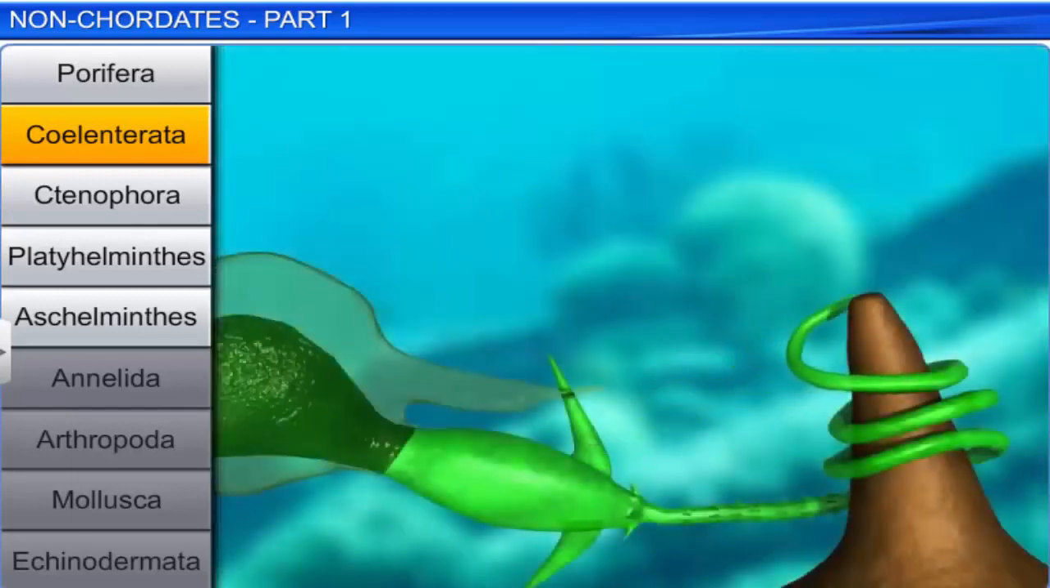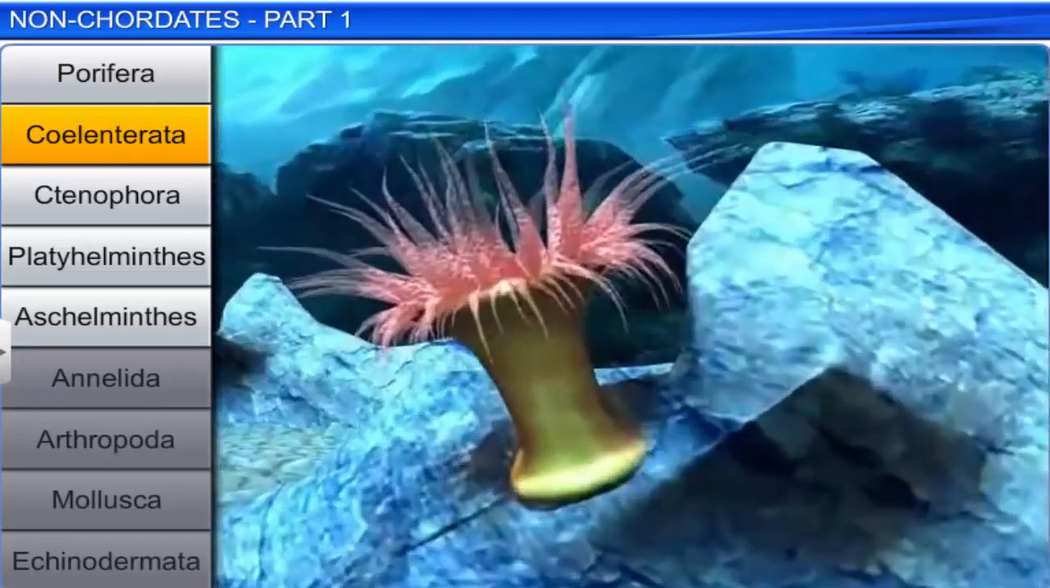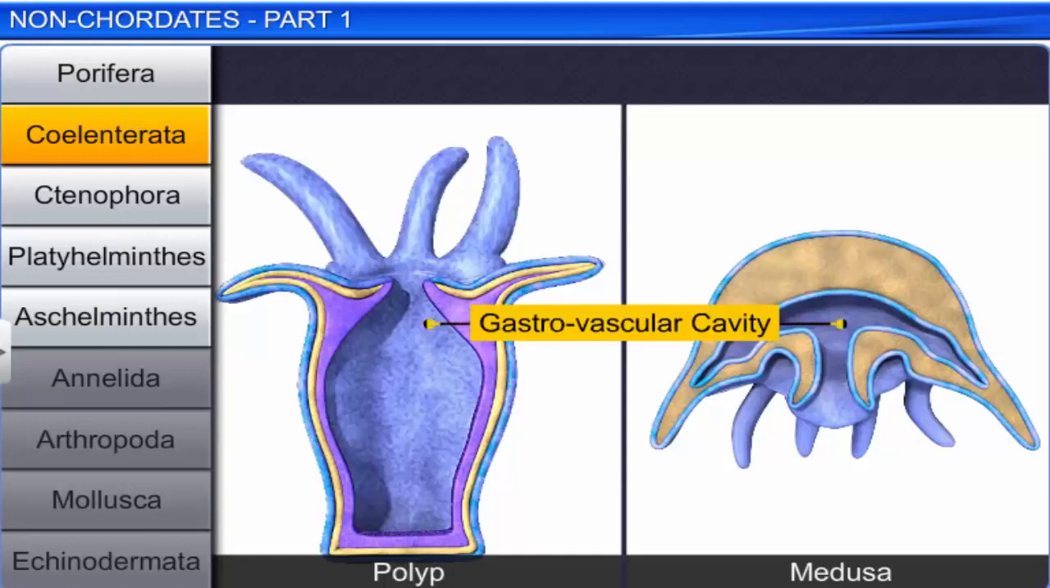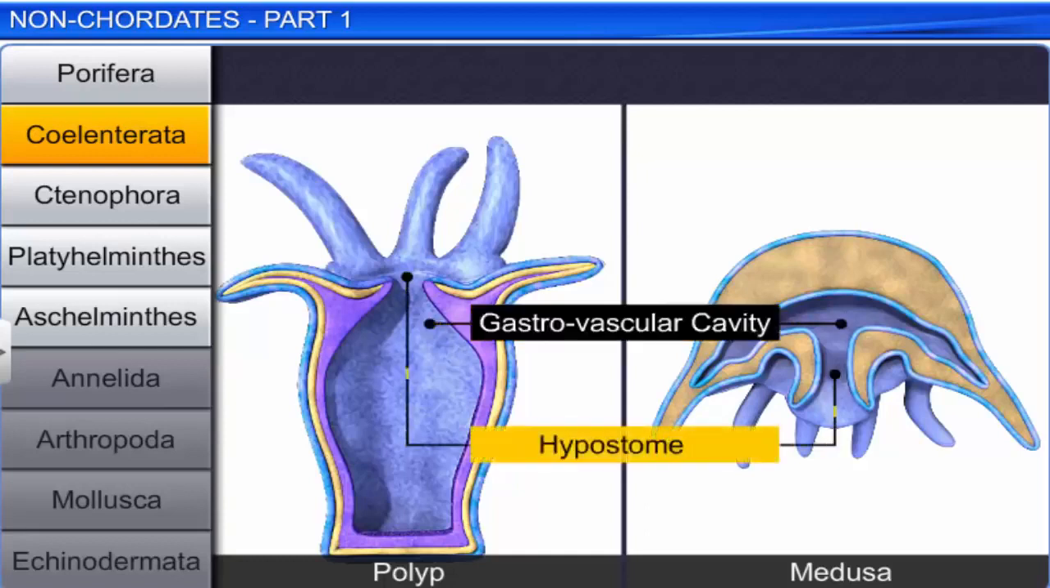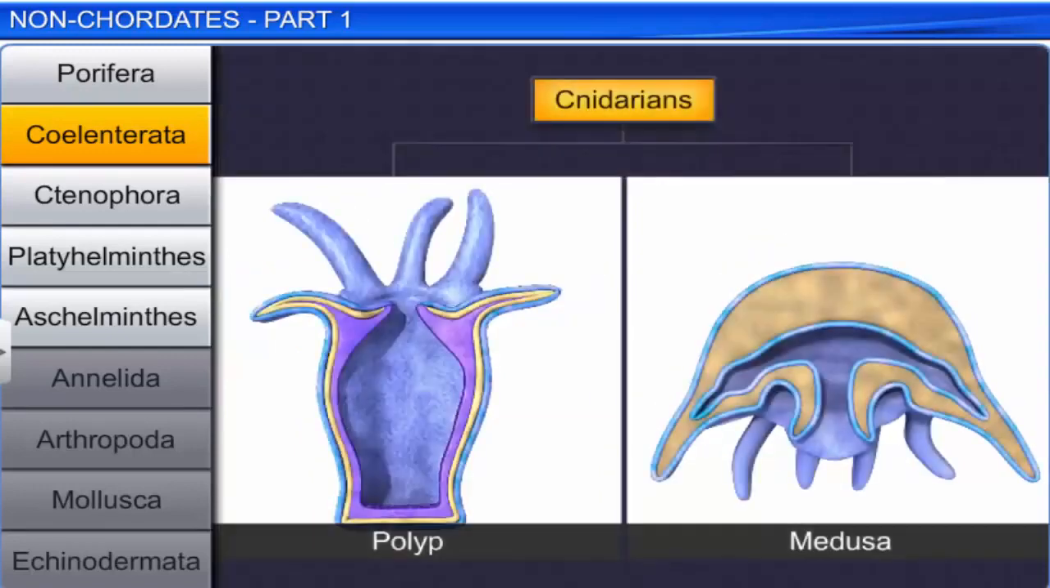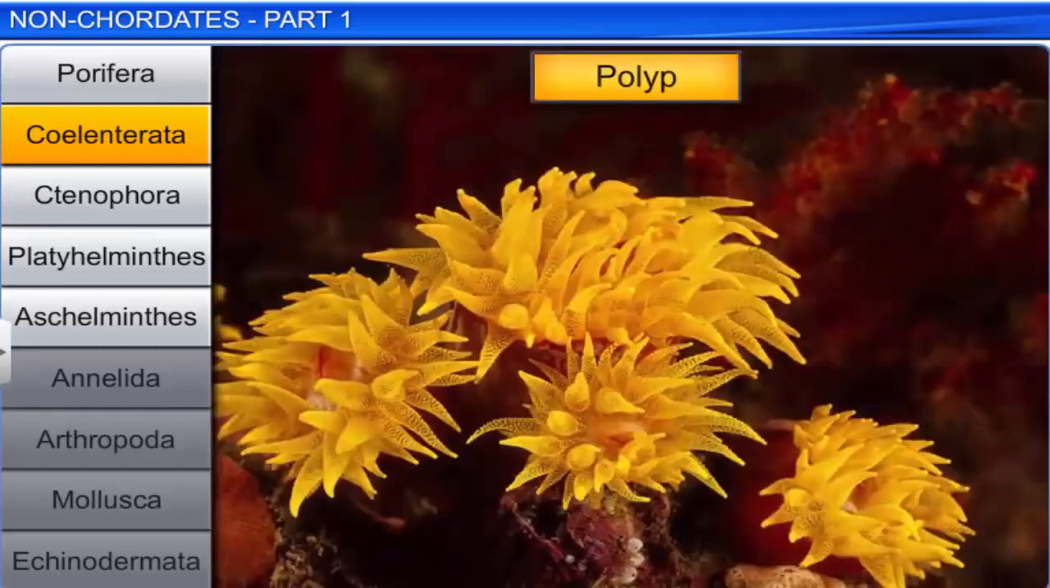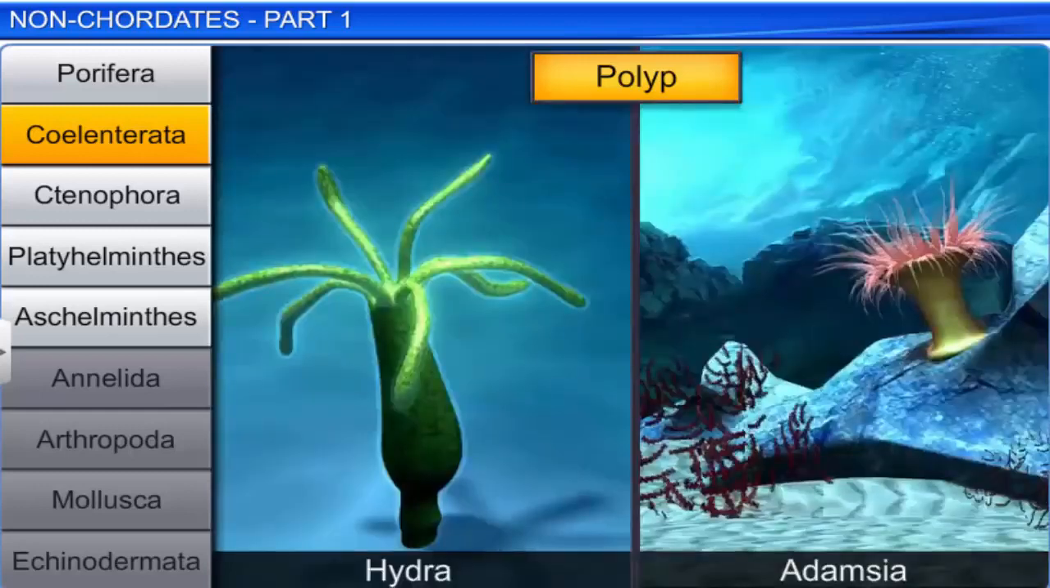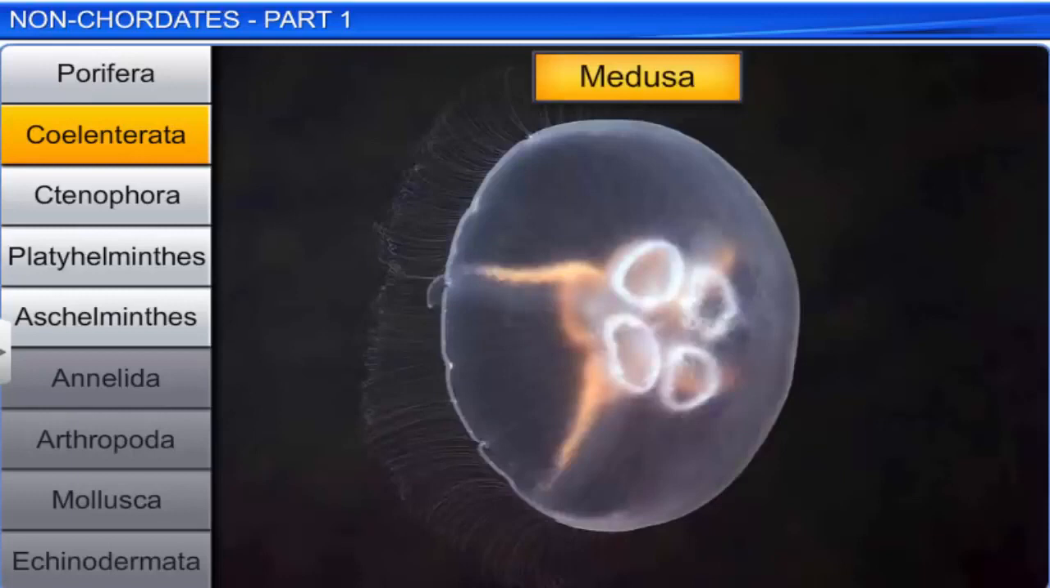Cnidoblasts are used for anchorage, defense, and to capture prey. Coelenterids have a central gastrovascular cavity with a single opening called the hypostome. Digestion in them is both extracellular and intracellular. Coelenterids exhibit two basic body forms, polyp and medusa. Polyp is a sessile and cylindrical form like hydra and adamsia, while medusa is umbrella-shaped and free-swimming like aurelia.